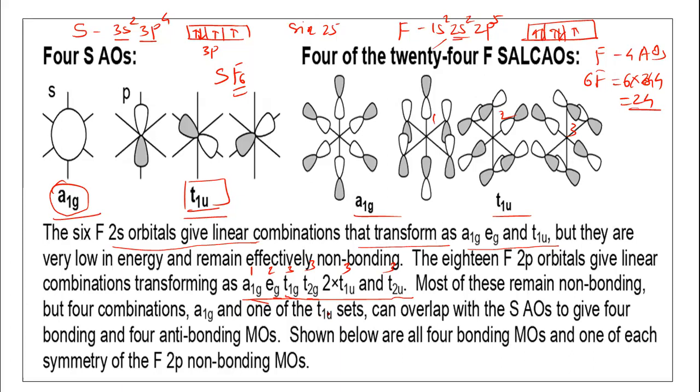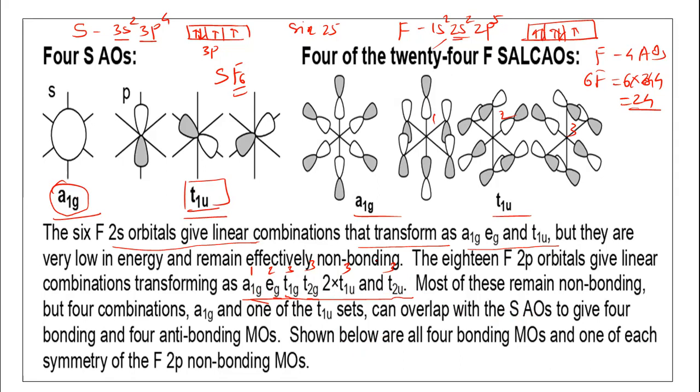So now fluorine has how many orbitals here? 18. Out of these 18 orbitals, which can be involved in the bonding? Most of these remain non-bonding. We require how many atomic orbitals to overlap? Sulphur has only 4, A1G and T1U. Sulphur has only 4 orbitals, so we also require only 4 here. And fluorine has 24 group orbitals.